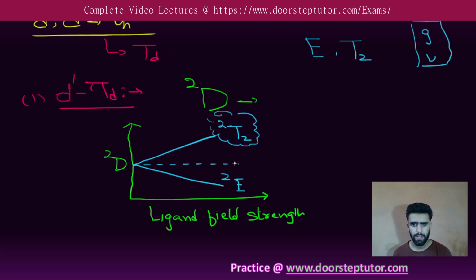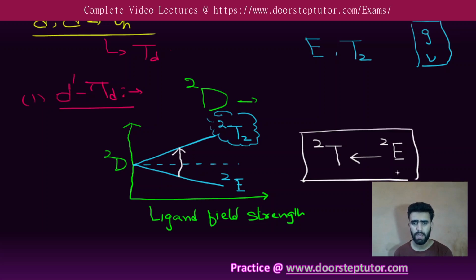Now what will happen? It means that if we have an electron in case of tetrahedral, it will undergo transition from E2 to T2. So we will represent the transition like this. This is the Orgel diagram for the D1 case when the geometry of the complex is tetrahedral.